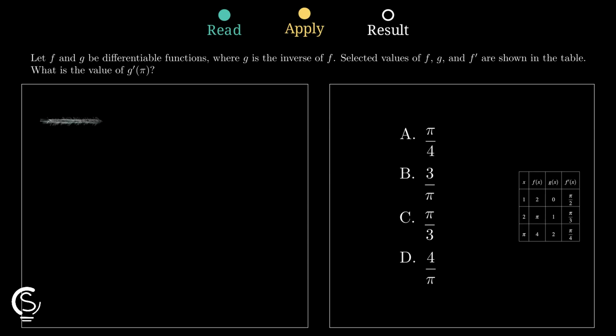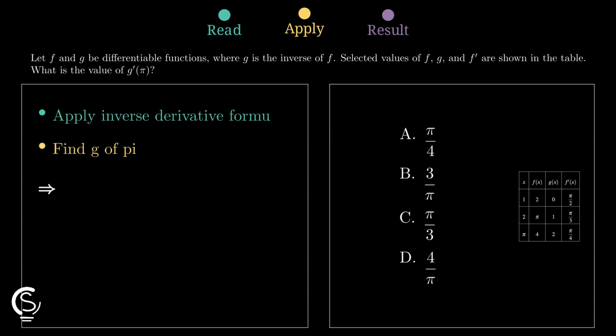Next, we look at our table to find the value of g of pi. Since g is the inverse of f, we see that g of pi equals 4. That is easy. Find f prime of 4 in the table, which is pi over 3. Taking the reciprocal gives 3 over pi. Option B is correct.